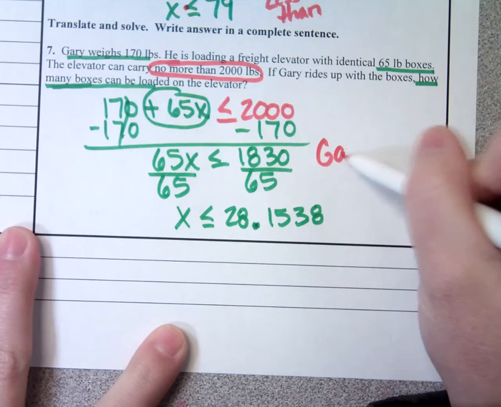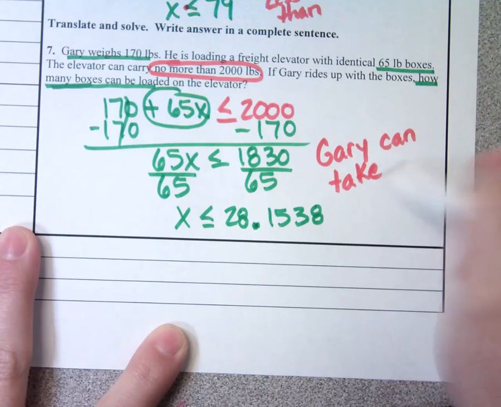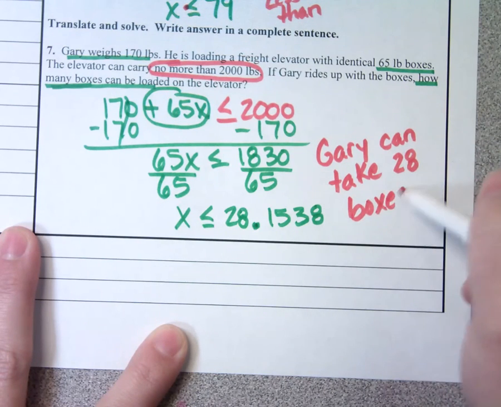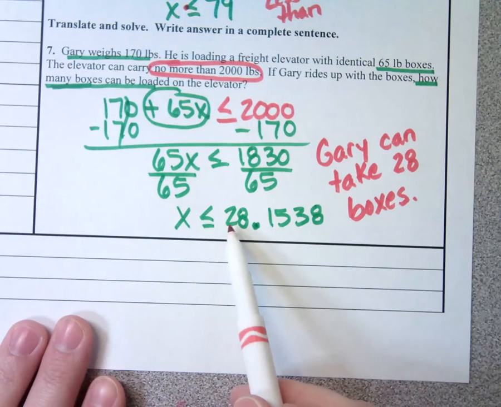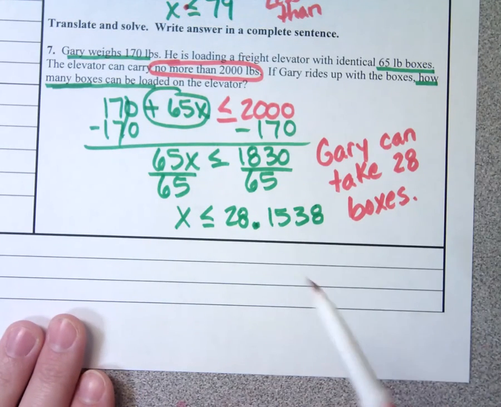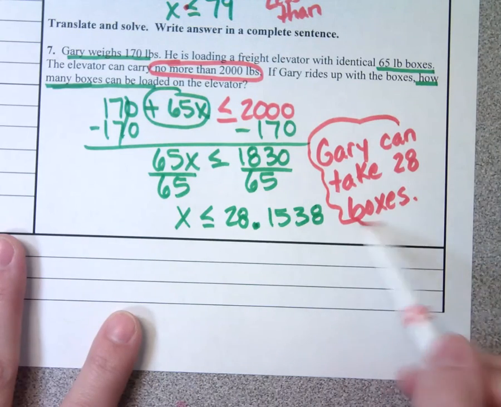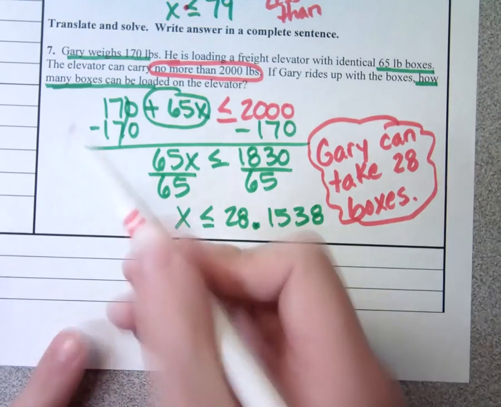So Gary can take 28 boxes with him on the elevator, because it has to be less than or equal to 28.15, and so 28 boxes would be less than that. And that's our answer. Okay, thank you. Smiley face.